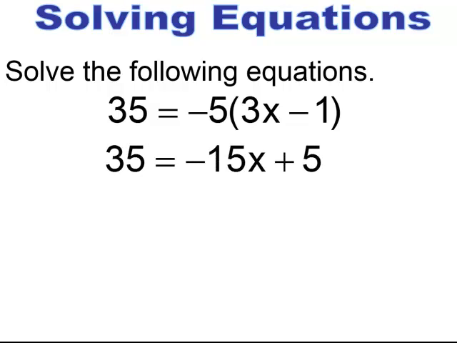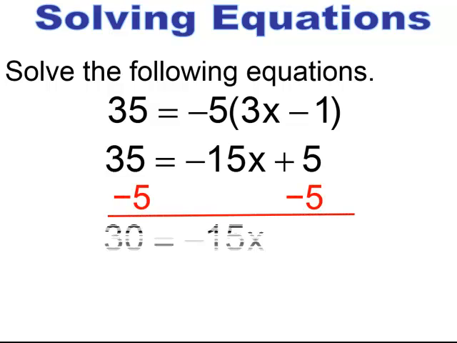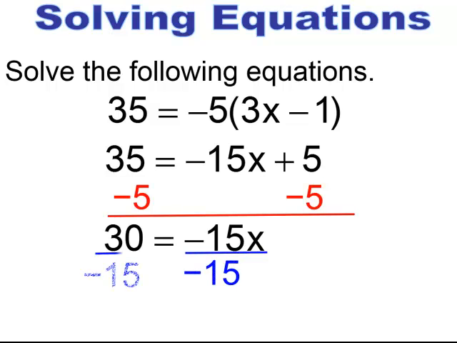So in this case, you're distributing a negative. You end up with a negative 15x plus 5. And now you want to move that plus 5 over by subtracting. And then you want to divide through by that negative 15. And your solution here, x equals a negative 2.